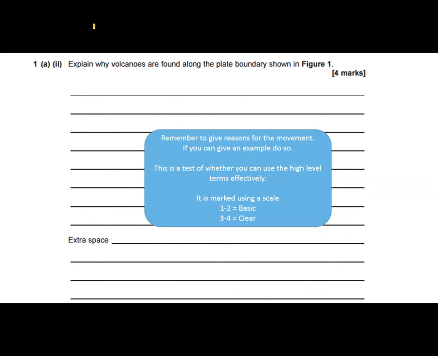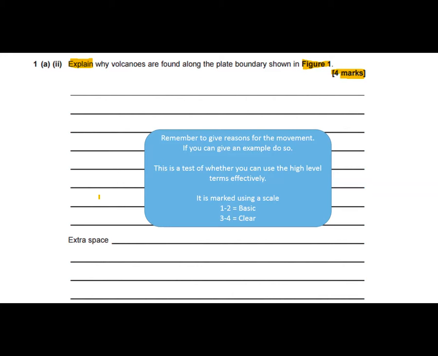Right, the second question, 1A2. So the command word here is to explain. That means that you need to give reasons. It's a 4-mark question, and they want you to focus specifically on the plate boundary that you can see in figure 1. So you must talk about the plate boundary in figure 1 only. Don't start talking about examples that you have that aren't relevant to that plate boundary. All you've got to try and do, you've got to give reasons for the movement. If you can, you might not have a specific case study, but if you've got an example, or if you can name an example, then do so at this point.